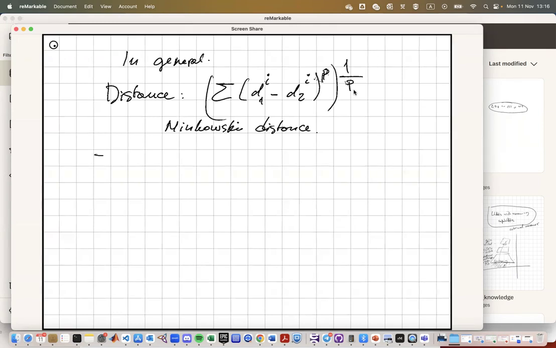Another measure of distance, or rather similarity, which is used in machine learning, are dot product and cosine similarity.